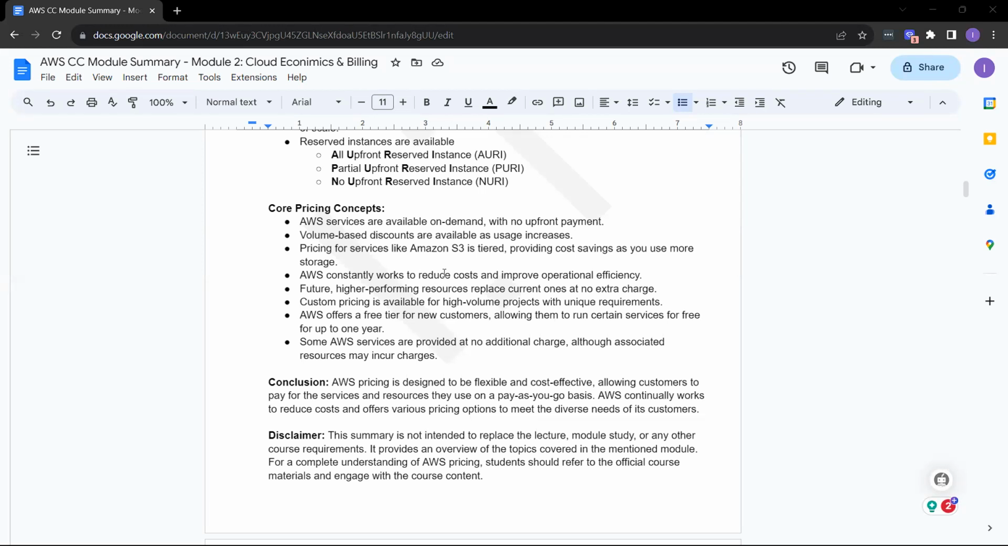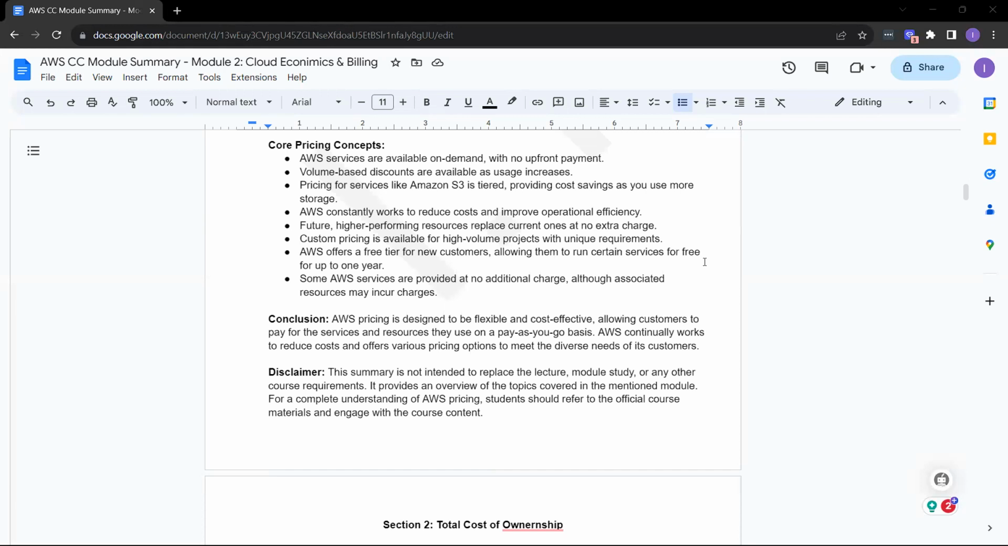And then the services are also available on demand with no upfront payment. We also talked about the fact that the pricing for Amazon S3, the Amazon Simple Storage Service, is tiered, right? So it's in levels, providing cost savings as you use more storage. We also acknowledge that AWS is always working to reduce the cost of its services and improve operational efficiency. There is also custom pricing available for high volume users or high volume projects.